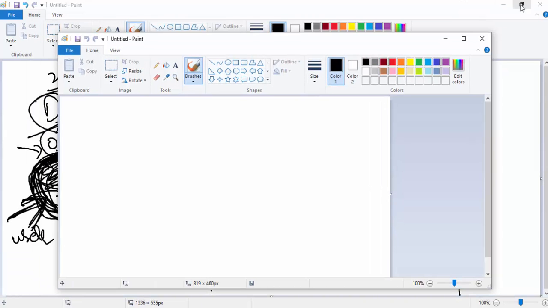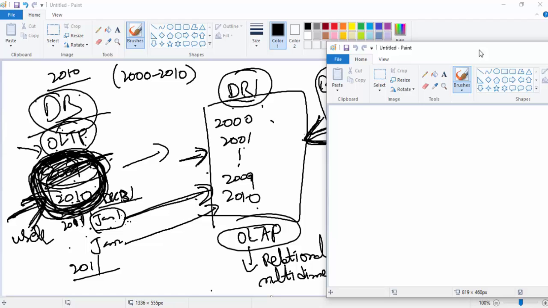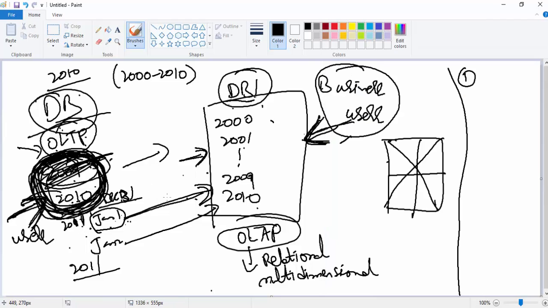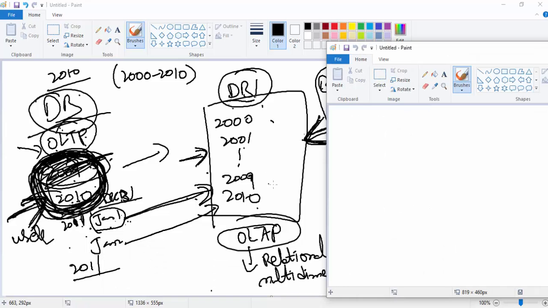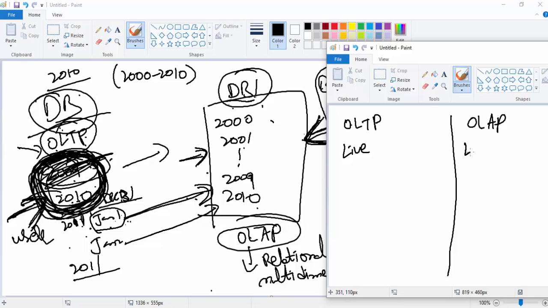I'll just minimize this. I'll write it here. OLTP, OLAP. OLTP is live data. OLAP is lagging. It is not live.